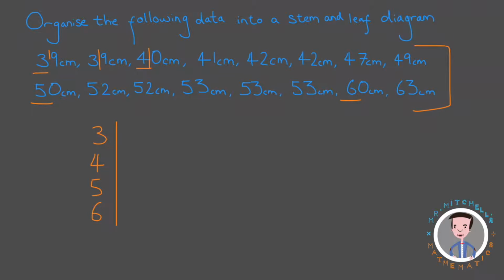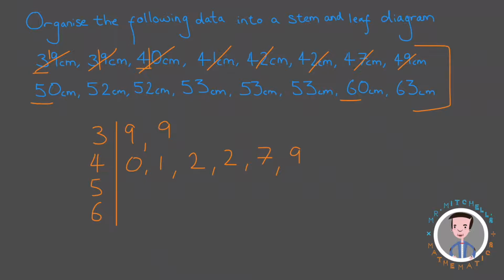Great. The next thing I do is add my leaves, one for each number from the raw data. I'm going to put 39 here, which would be a 3, then a line, then 9. To do the other 39, I put a comma and then a 9. As there's no further number in the 30s, that line is complete. I now move to the 40s. I have 40 here, so I put a 0, 41, 42, another 42, 47, and 49. I can now cross off all of these numbers as they've been entered into the stem and leaf diagram.